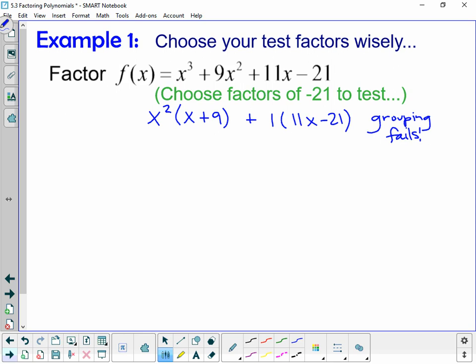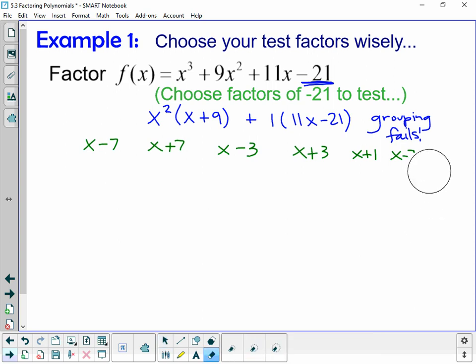So if we notice that it has a -21 here, we might be able to think of possible factors that might work. For example, maybe it has a factor of x minus 7, or maybe it has a factor of x plus 7. 7 is one of the factors of 21. Or maybe it has a factor of x minus 3, or maybe it's an x plus 3, or it could be an x plus 1, or it could be an x minus 1. And you can kind of think of what the possible factors of the equation might be.